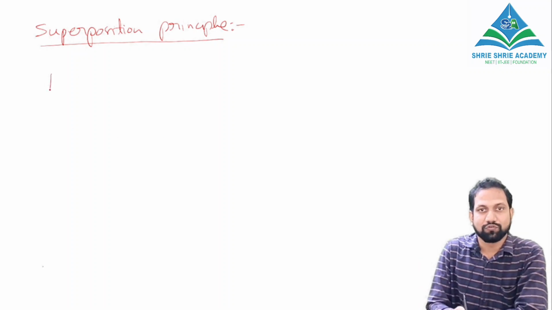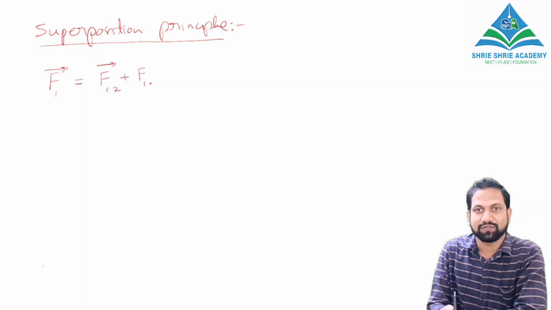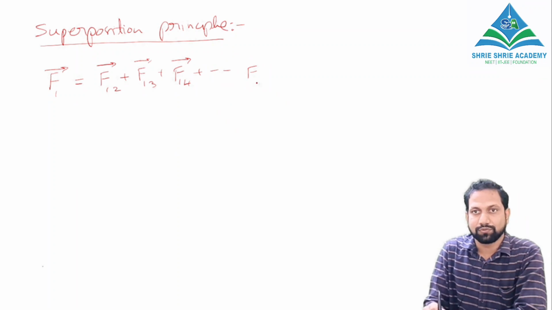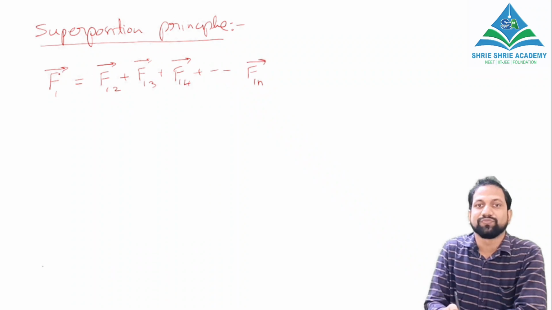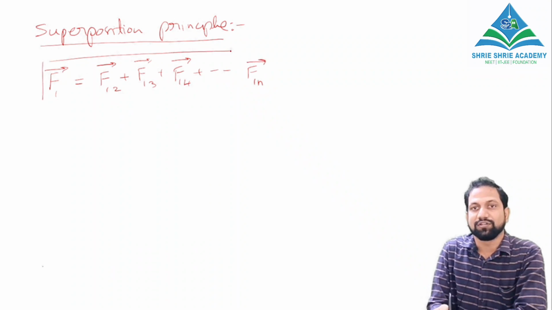So the force acting on the first charge equals the force on the first charge due to the second charge, plus the force on the first charge due to the third charge, plus the force due to the fourth charge, and so on, up to the force on the first charge due to the nth charge. This is also a vector. So this is the vector form, the superposition principle of Coulomb's law.